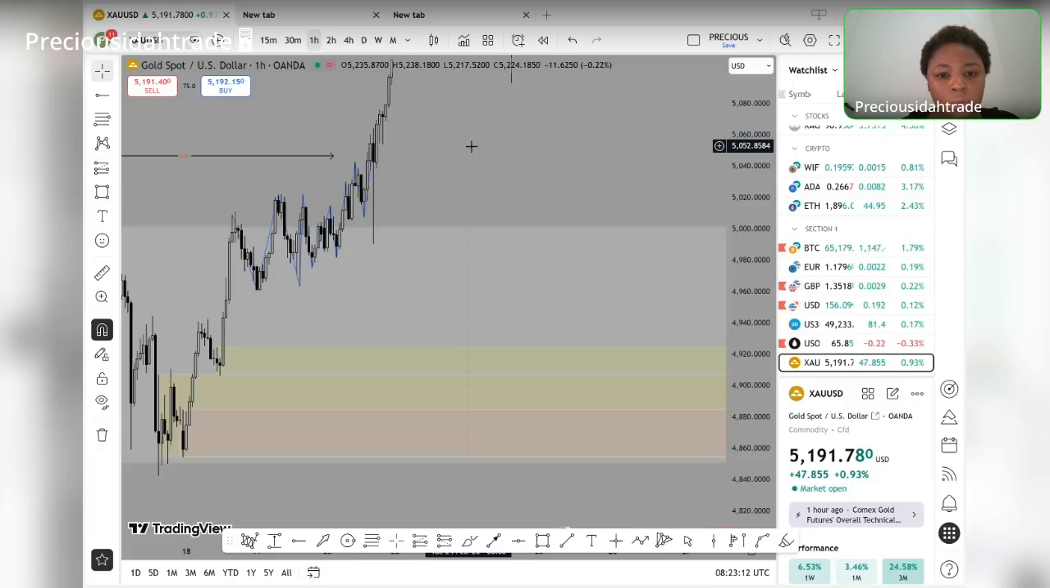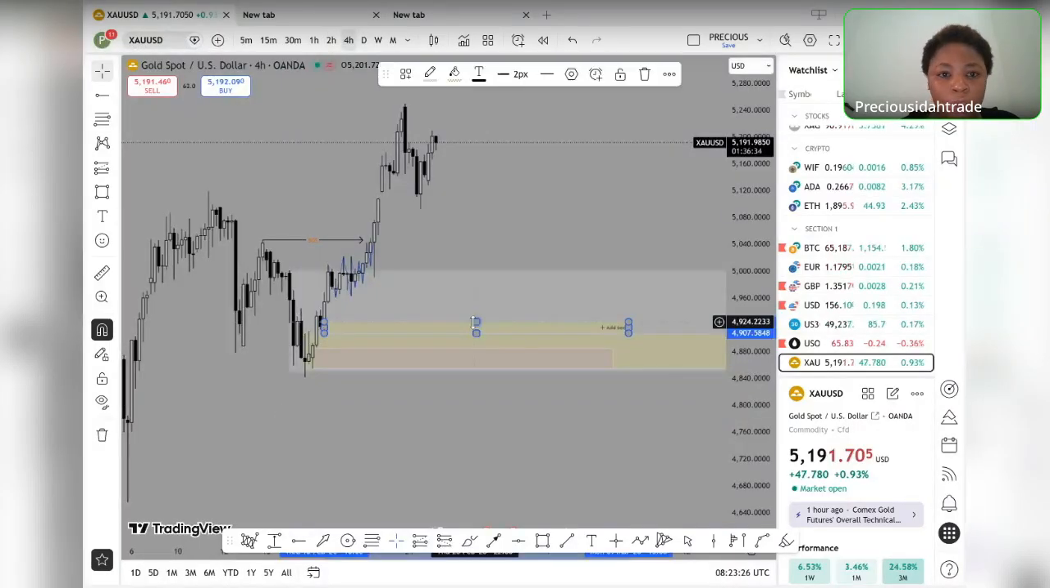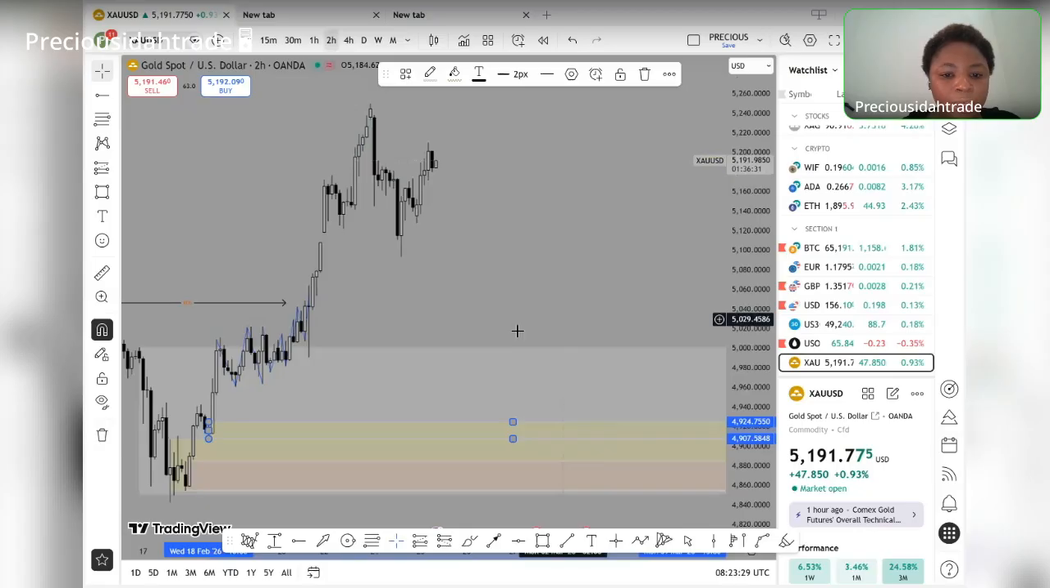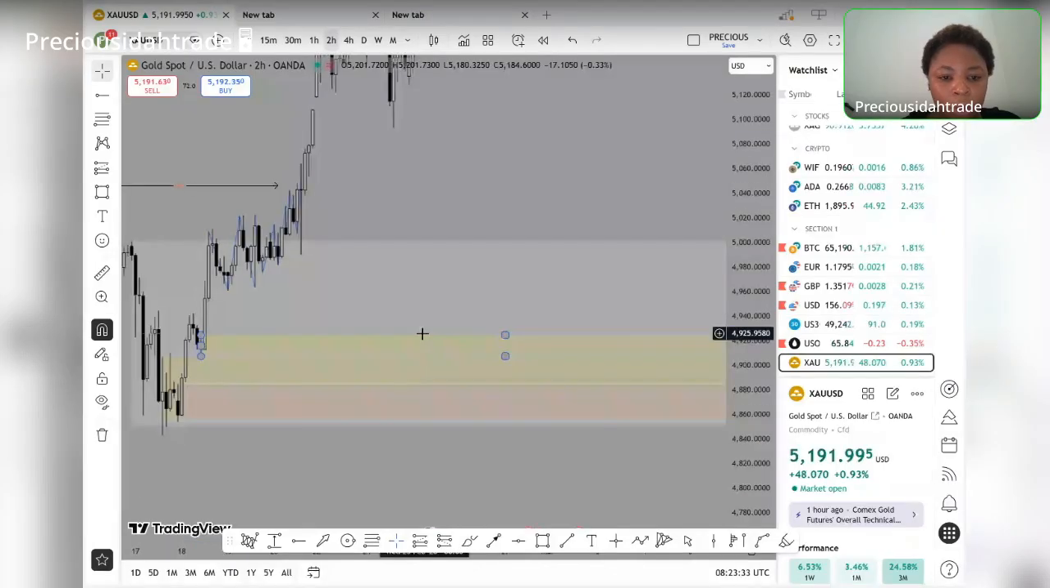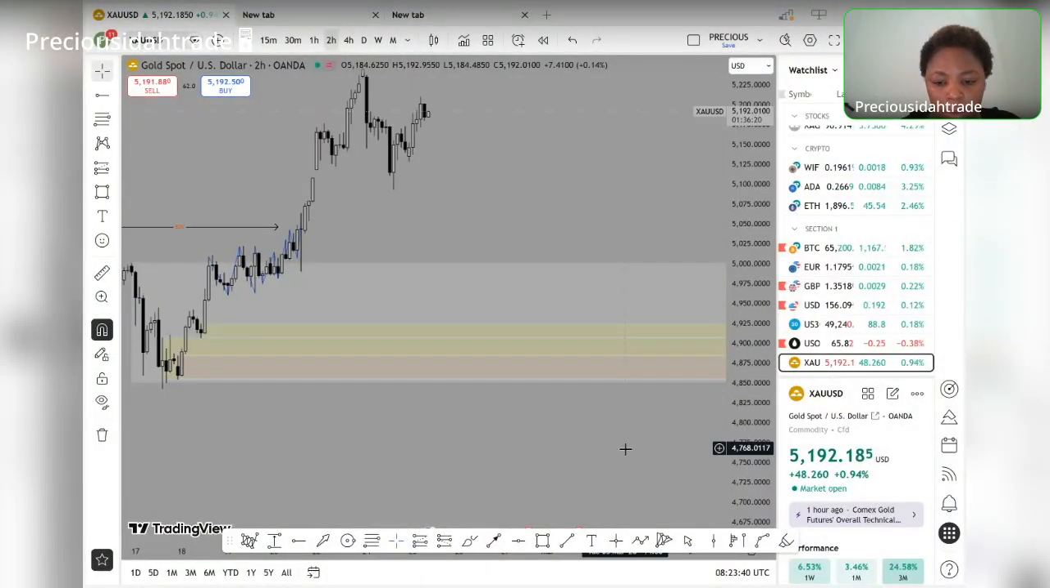So now our focus is in this bracket here. We are expecting price to come here. Then we'll watch the reaction. Let me go to 2 hours. So when price gets into this zone, we'll want to see something like this. I want to see something like this.